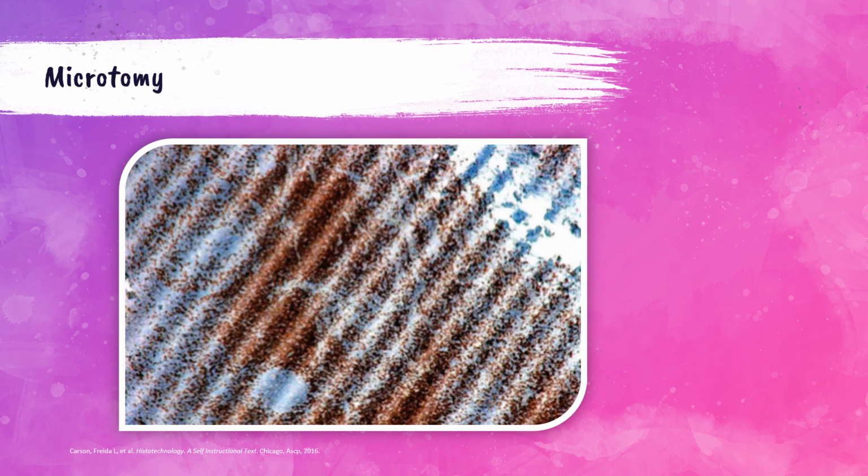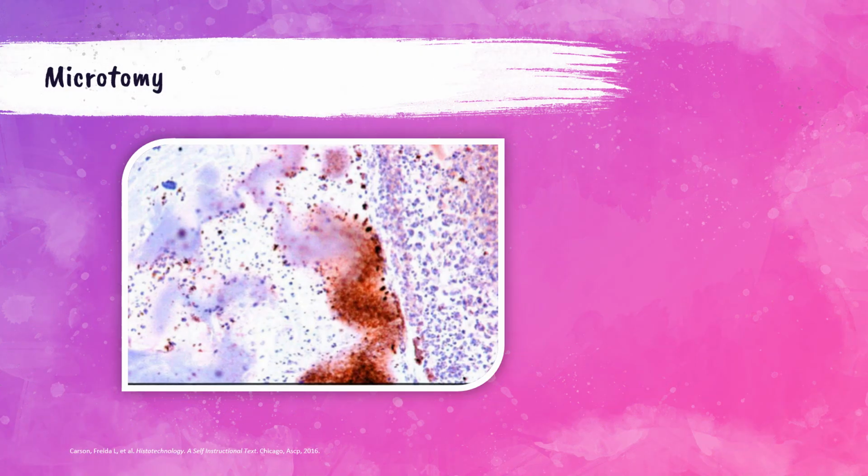So this is a photo from Dr. Carson's book showing a wavy section that resulted from poor tissue adherence. This is caused by improper microtomy technique. This is another photo showing 3,3-diaminobenzidine chromogen, the DAB chromogen, that is trapped underneath the tissue. This is obviously an unacceptable sample for use.